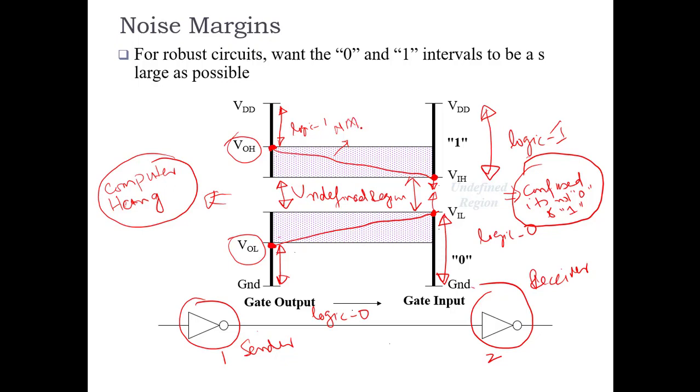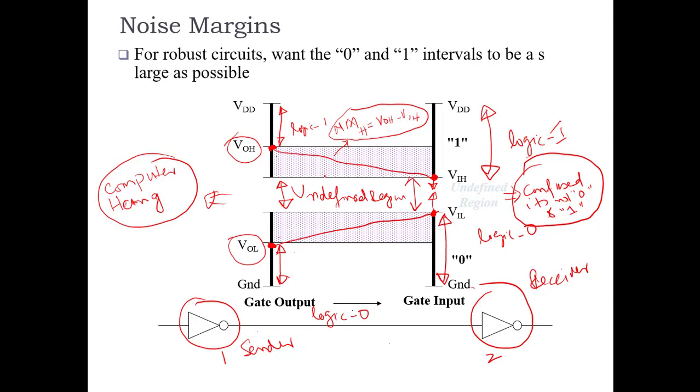So if I'm considering the noise margin for logic high, it is equal to VOH minus VIH. So this is the window or the relaxation for noise. This is how much noise my logic 1 can tolerate.